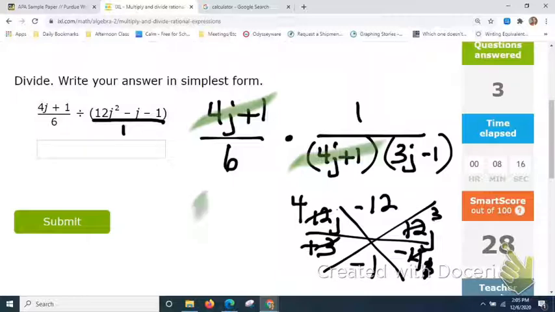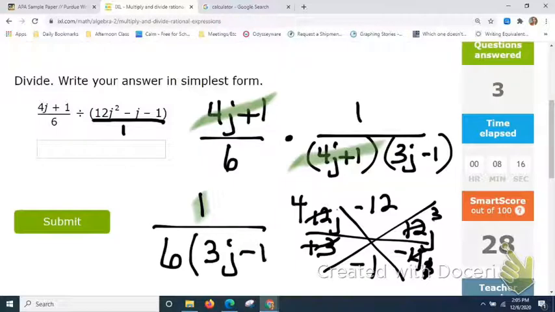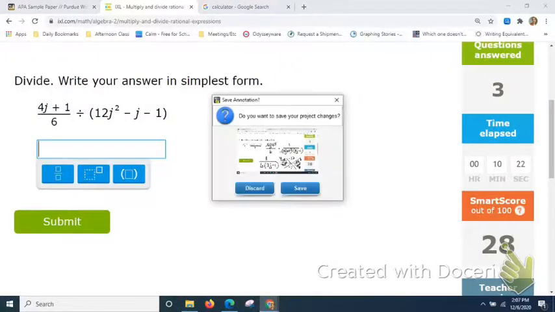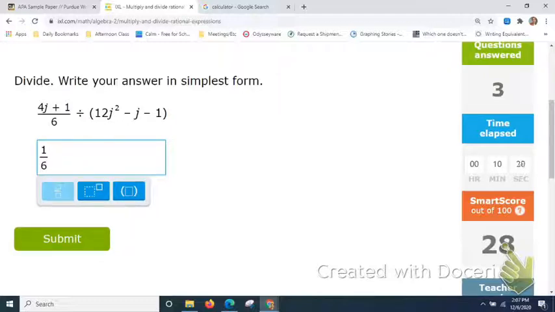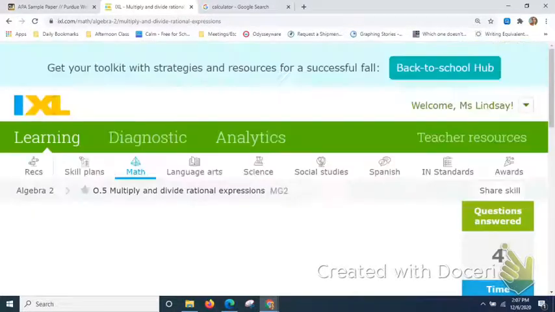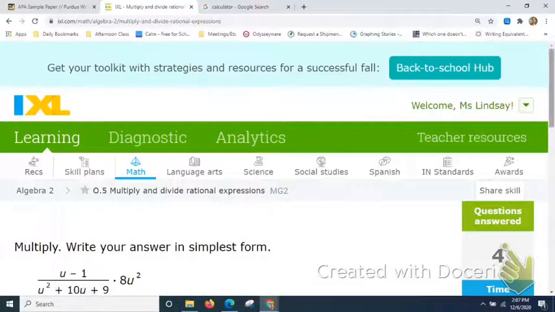So our answer is going to have a 1 on the top, and then in the denominator, a 6 on the outside, and 3j minus 1 inside some parentheses. So 1 on the top, 6 on the outside. So you'll need your fraction, 1 on the top, 6 on the outside, and then 3j minus 1. Okay, so I had to do some factoring there.